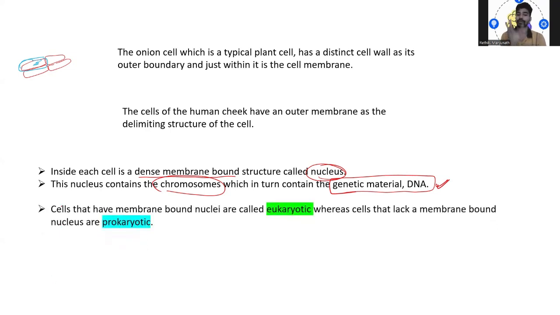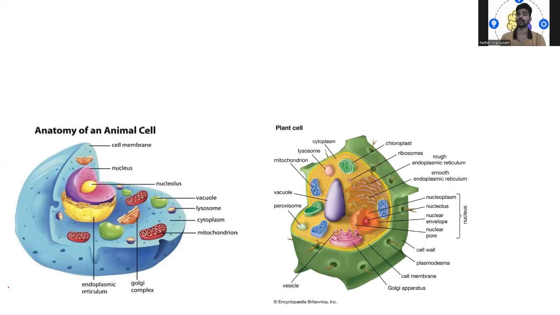Cells that have a membrane bounded nucleus, we normally call them eukaryotes, whereas cells that lack a membrane bounded nucleus are different. If it is a nucleus, it should have a membrane. So if it does have a membrane, we call it eukaryotes. And those which have no membrane bounded nucleus are called prokaryotes. Clear? We'll discuss prokaryotes and eukaryotes one by one in detail.